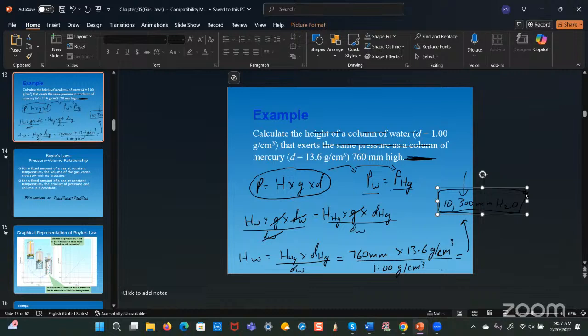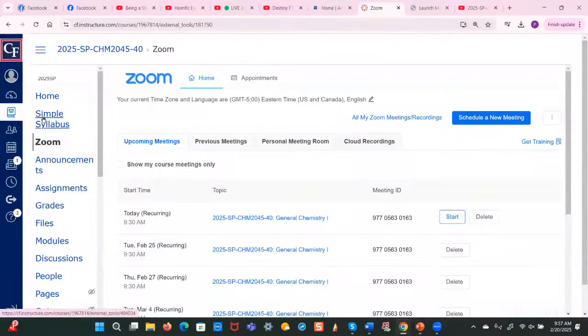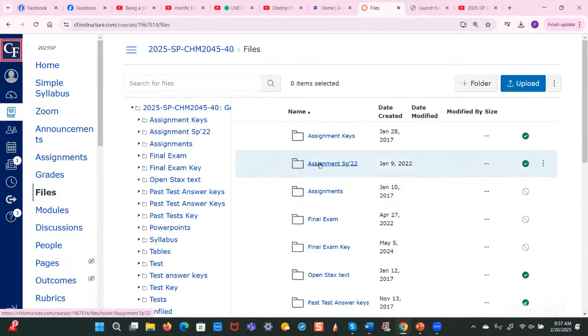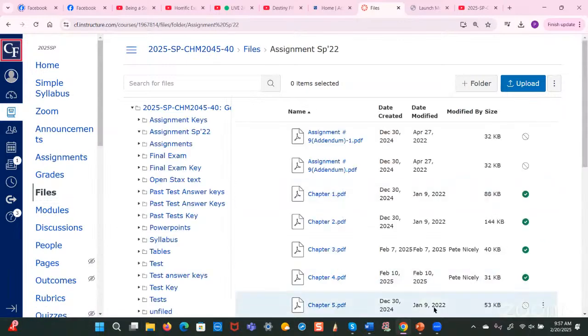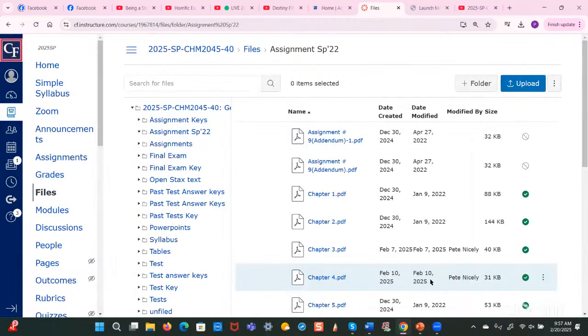Again, for you guys out there on Zoom, let me go ahead and publish this assignment in Canvas. Now, your assignment number 5 for you guys out there on Zoom is now published.